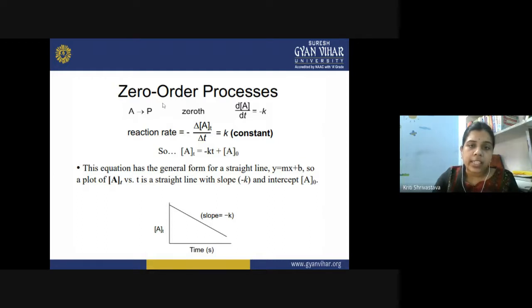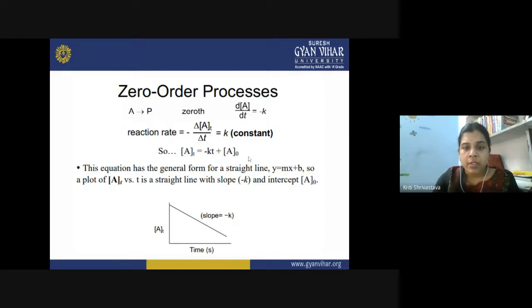First of all, let us see the zero order process. As we have seen, when the order of the reaction is zero, it means that by whatever amount you change the concentration of reactant, it will have no effect on the rate of the reaction. So now minus delta A_t upon delta t is equal to k, that is constant. So the rate of the reaction will always be constant. It will be equal to the rate constant, whatever amount you change the concentration of the reactant.